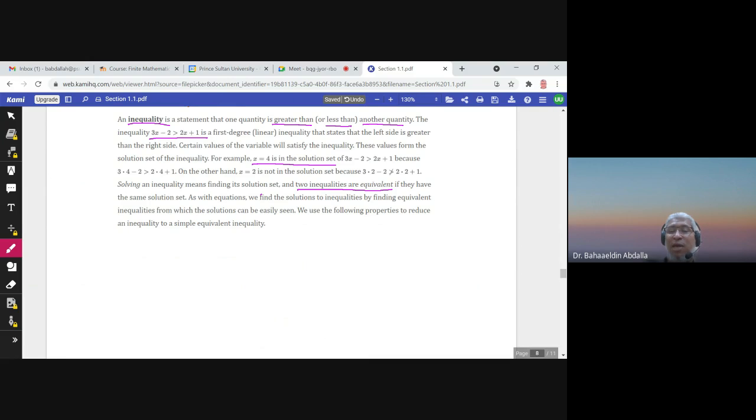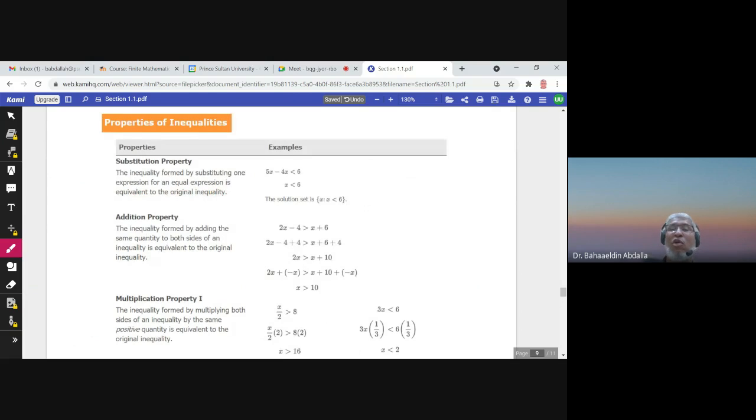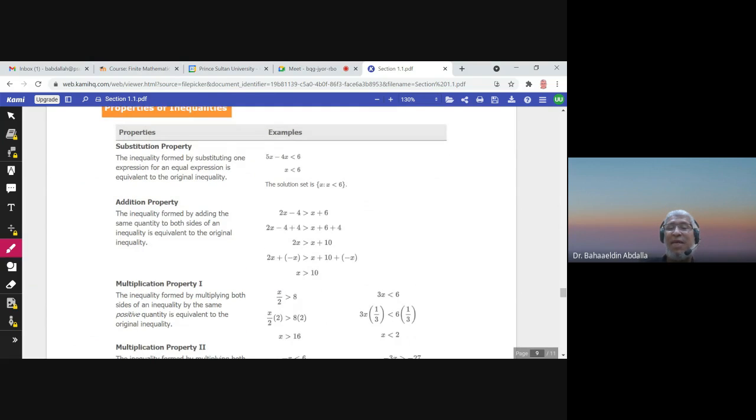Two inequalities are equivalent if they have the same solution set. Similarly, like the equation, what are the properties to use to solve inequalities? Solving inequalities means finding their solution set. Substitution property, same. I can 5x minus 4x, that's the left-hand side, I can simplify and write it x. So this is called substitution property. x less than 6, x is less than 6, that's the solution set. So solution set x less than 6.